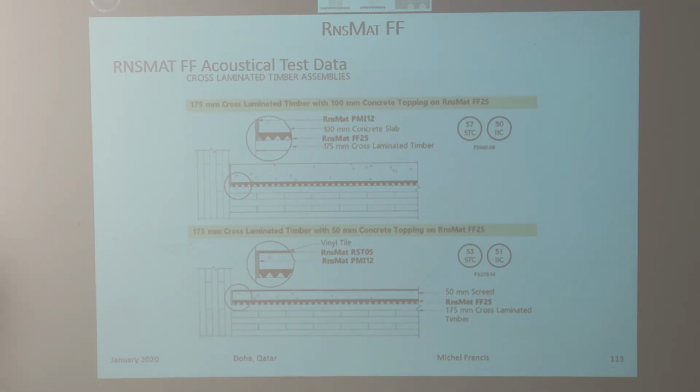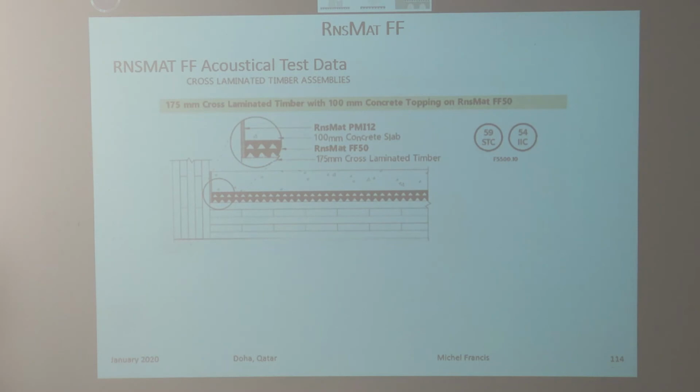The rating is 53 and 51. This is also CLT with the double layer of mat and the screed on top, and the rating is 59 and 54.